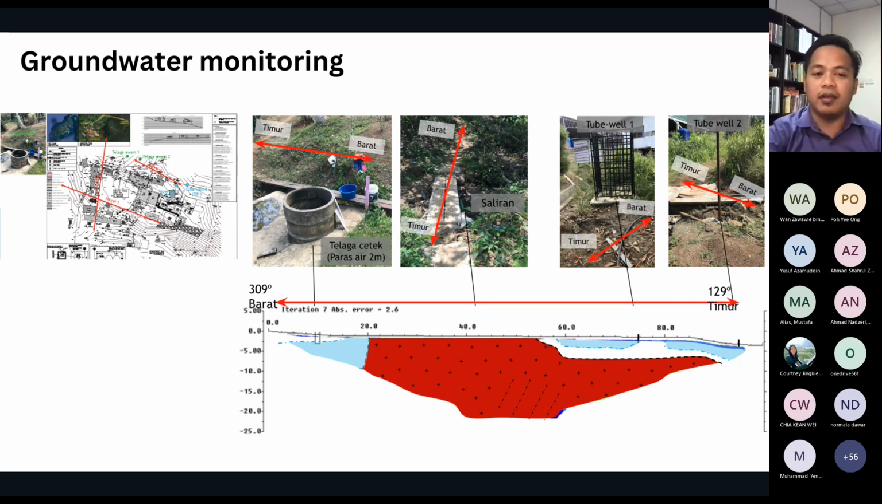This is the condition in Balambangan, Balambangan Island in the northern part of Sabah. If you look at the map of Sabah, in the northern part we have Banggi Island, and Balambangan is just next to Banggi Island. Banggi, I think, is the biggest island after Labuan, maybe.